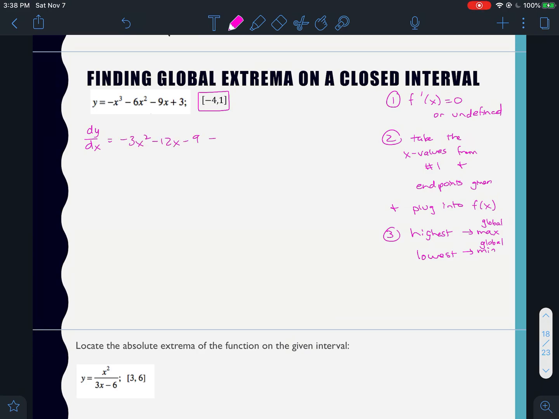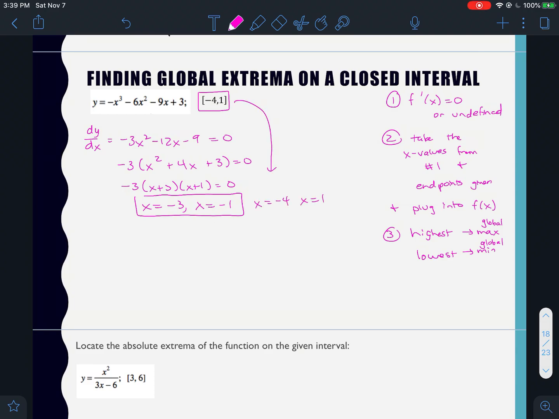So let's do that. So first we're going to find the derivative. My derivative is equal to negative 3x squared minus 12x minus 9. I want to know where that's 0 or undefined. Well, it's only going to equal 0, so I'm going to factor out the negative 3, and I get x squared plus 4x plus 3 equals 0. And so this is going to be x plus 3, x plus 1 times negative 3 equals 0. So the two critical numbers are going to be negative 3 and negative 1.